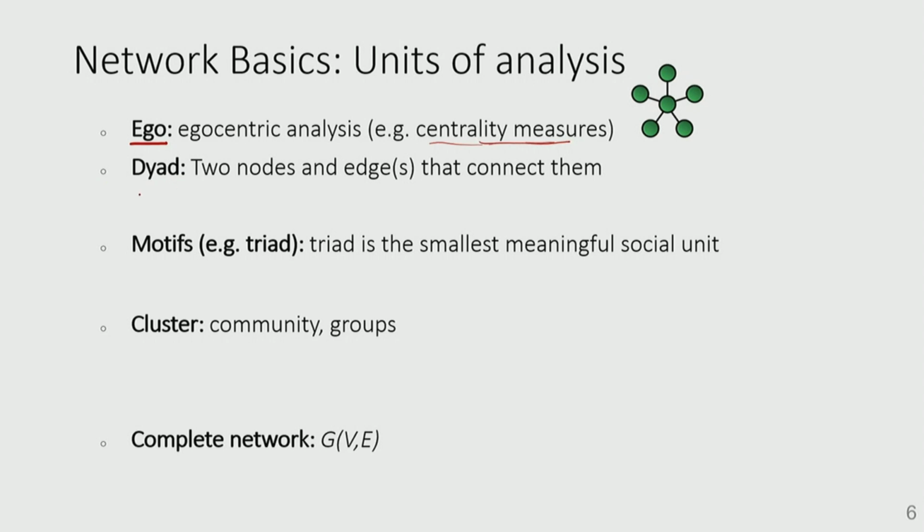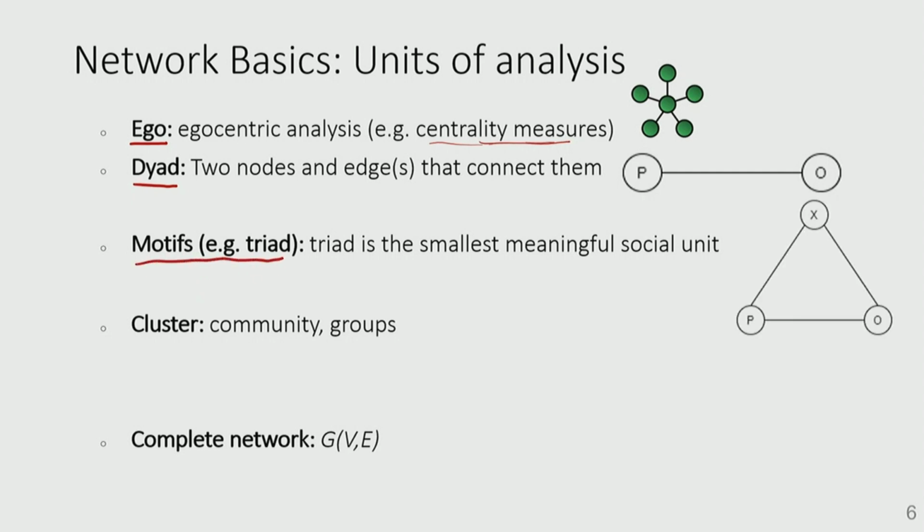Then another perspective on analyzing a social network is looking at dyads. Dyads are two nodes and an edge between them. So sometimes we look at these dyads as the unit of analysis. The next, larger level of analysis is a motif. For example, a triad is a motif, as I said. This is a complete graph of size 3. In our network, we may decide to look at triads, essentially small groups of 3 people and how they are connected to each other.